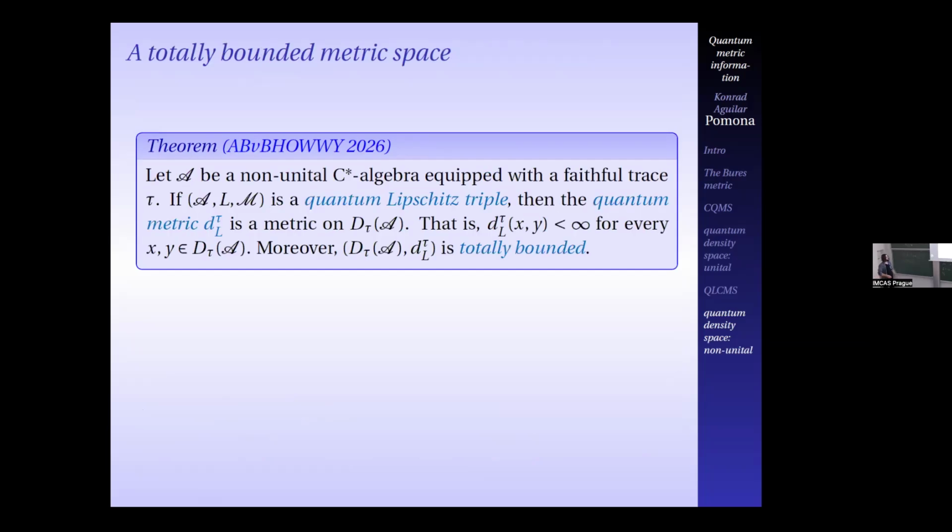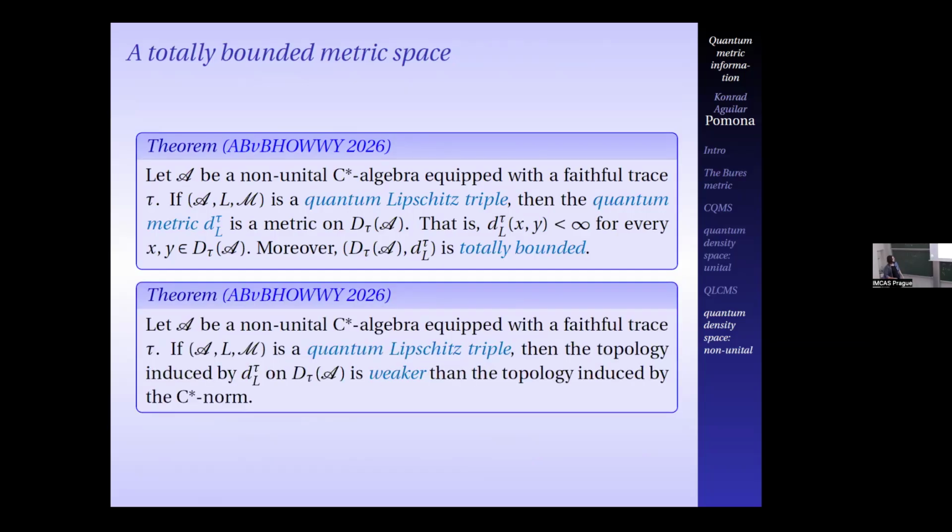We check next that if you have a quantum Lipschitz triple, you not only get a metric on the density space via that injection, you also get a totally bounded metric, not just bounded, but totally bounded. And I'll be wrapping it up right now. We also checked that the topology is weaker than the C-star norm. These are the standard things to check.